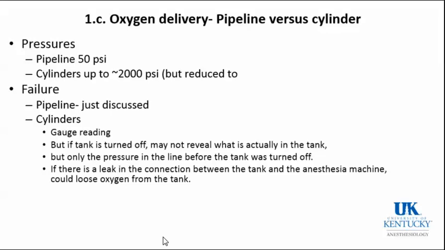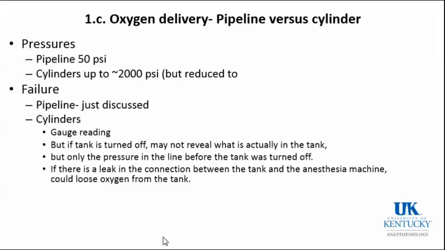Now, a new keyword apparently was pipeline versus cylinder. We've mentioned that the pressures are different. The pipeline is about 50 to 55 psi. The oxygen cylinders, when full, are at 2,000 psi, but it may be less than that.